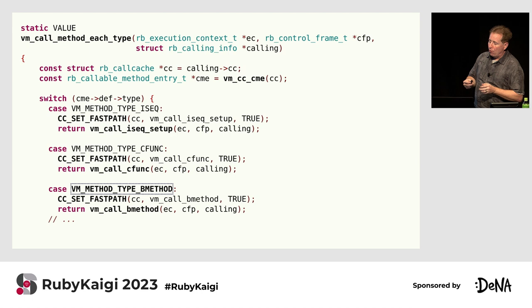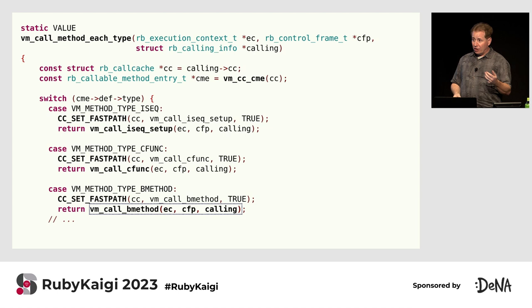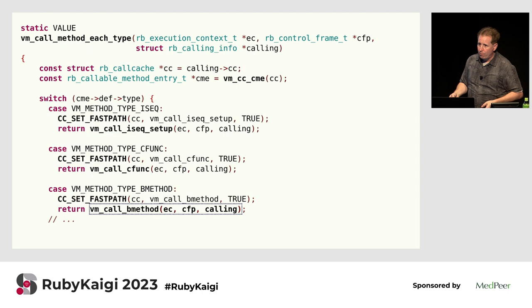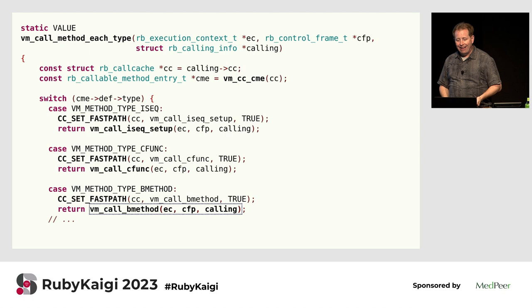Ruby methods defined with define_method or define_singleton_method use the bmethod method type. So I think bmethod is short for block method. These are methods defined by blocks. Now, logic specific to calling bmethods is in vm_call_bmethod. Now, this is one code path that had not been fixed, which is why calling a bmethod with a large argument splat still raised system stack error even after Sasada-san's patch was merged.